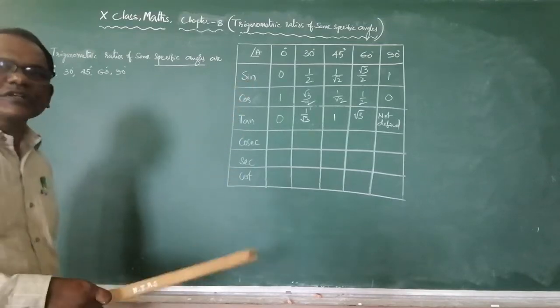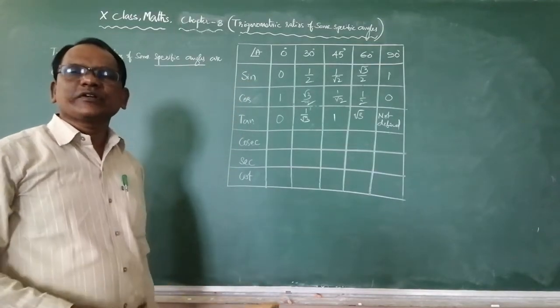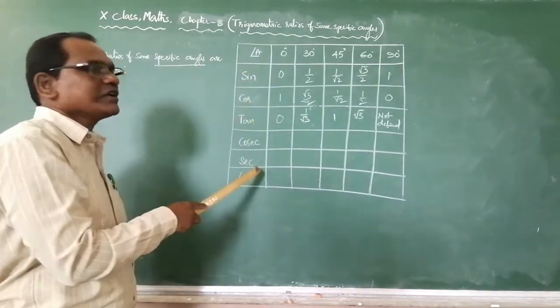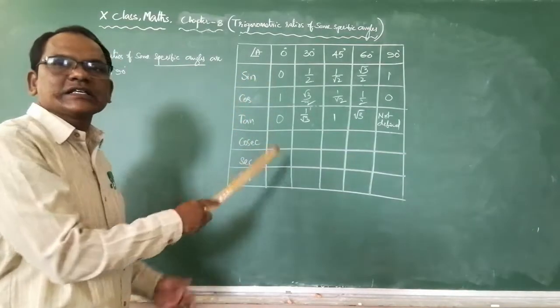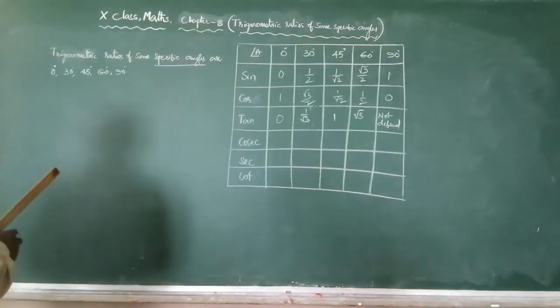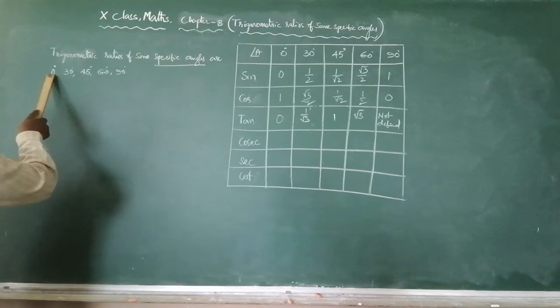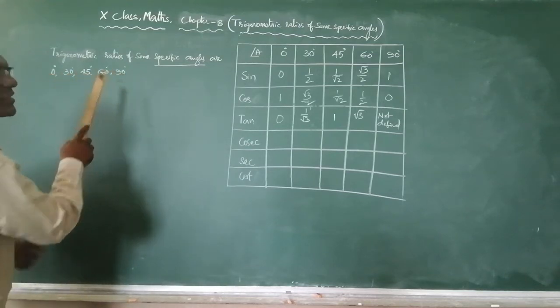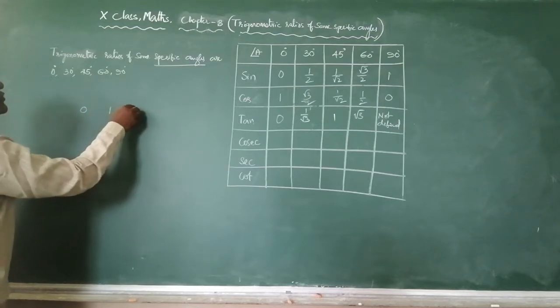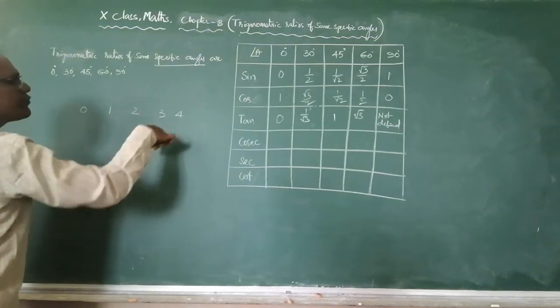Here how many trigonometric ratios do we have? The total trigonometric ratios are 6. For the 6 ratios we have to find out the values. First one we have to find out is the sine. That's why I am going to write the sine values. These are the angles 0, 30 degrees, 45, 60, 90. 5 values are there. For the 5 values I am going to take 0, 1, 2, 3 and 4.